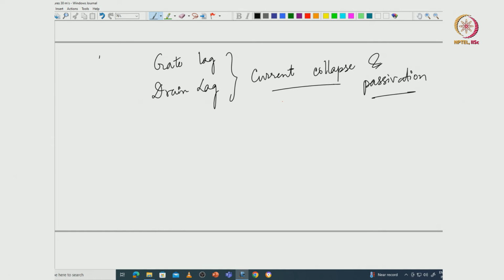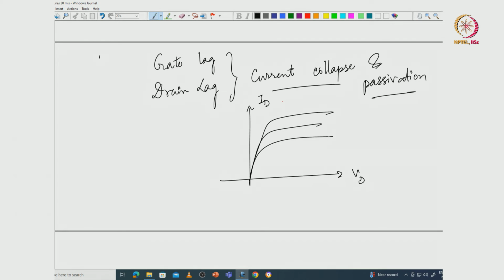So essentially I am already talking about gate lag here. For instance, this is your ID and this is your VD, and your family of curves looks something like that. At every point, for instance this point, you measure with a pulse of say 1 microsecond, and then for another set time, for instance 10 or 100 microsecond, you come back to 0 volt on the drain and say -6 volt on the gate, assuming the pinch off is at -4 volts. So you go below the pinch off.